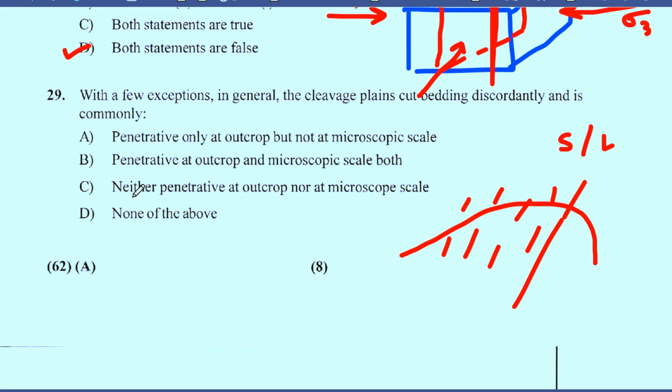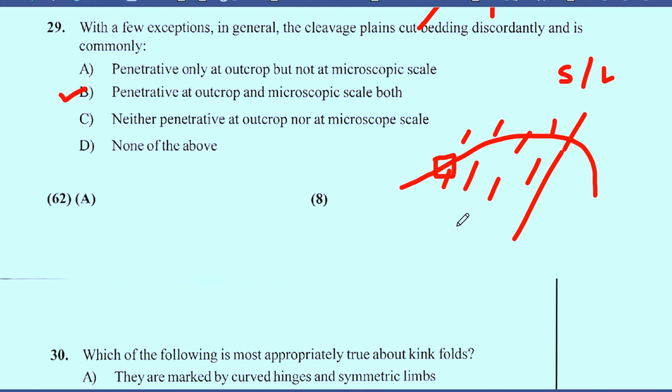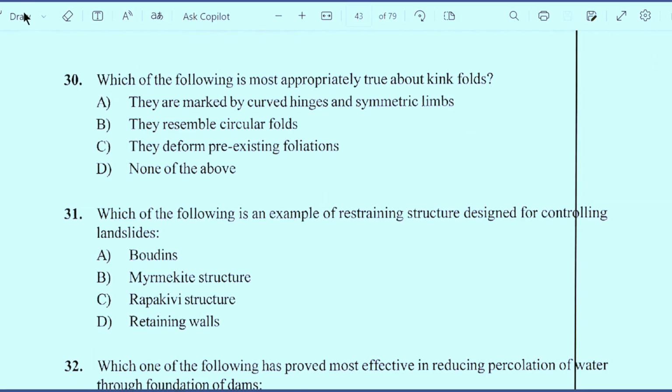So our right option is penetrative at outcrop and microscopic scale both. In the field we will construct this, and we will take a part of this for microscopic study, in which we can also see it. The things that are present on a larger scale means smaller scale. Now this bigger fold is a smaller scale, not a larger scale. The terminology is reverse.